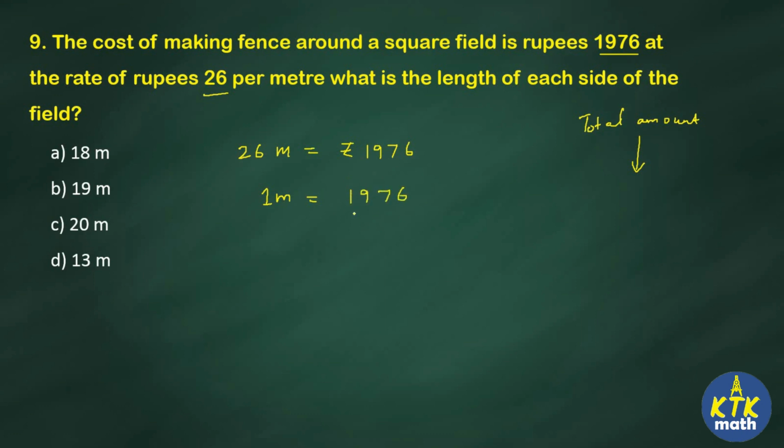I'll explain why we are dividing. I'll do some other example here. If 5 pens are 20 rupees, what about 1 pen? You can divide this, right? 1 pen is 4 rupees. So this concept only I am applying here. For 26 meter they are spending 1976, so for 1 meter how much? So we are dividing. Okay, try to cancel this.